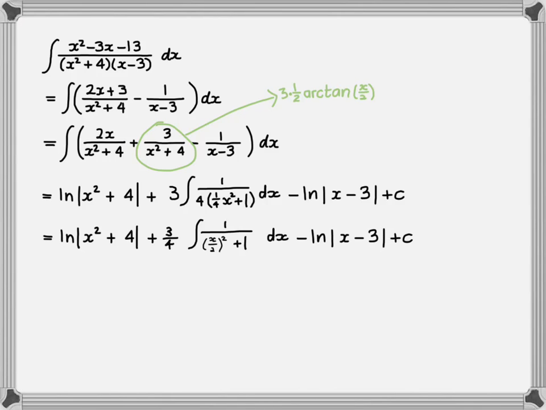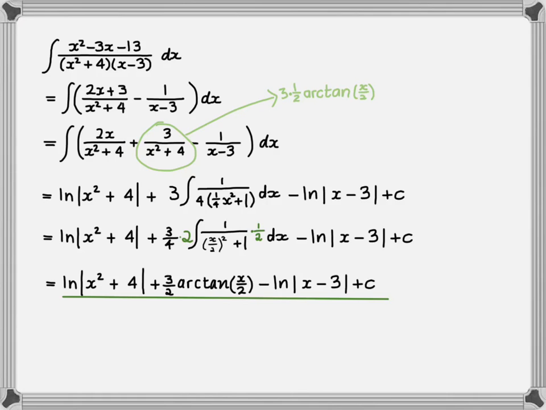Now, if this integral is an arctan of x over 2, the derivative of x over 2 is a half, and that means I will have to fix the half and the 2 in order for our integrand to be the derivative of an arctan. We can now simplify the coefficients to give us 3 over 2. And if we now integrate the half over (x over 2) squared plus 1, it will give me an arctan of x over 2. And lastly, we still have our ln of the absolute value of x minus 3 plus c.